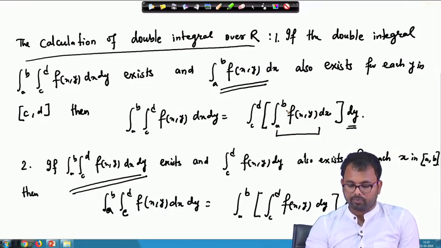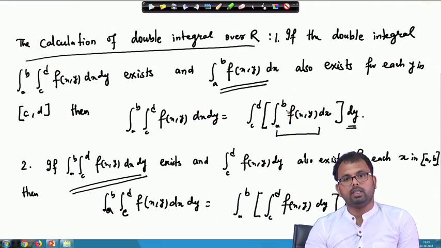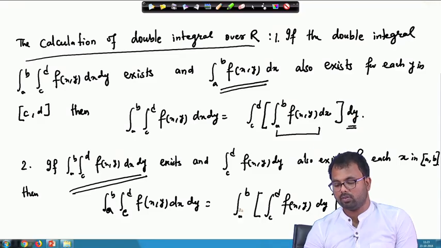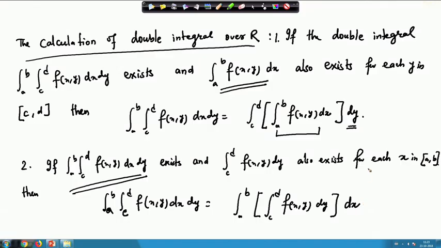And if the double integral exists, then these two repeated integrals would also be the same. Because if the double integral exists, that means this side has a value. Then in that case you will have the value for this side as well, and the same value should be equal to this side as well. So, that means the integral from c to d, integral from a to b, f(x, y) dx then dy, is equal to the integral from a to b, integral from c to d, f(x, y) dy dx. So, these two repeated integrals will be equal if this double integral exists.